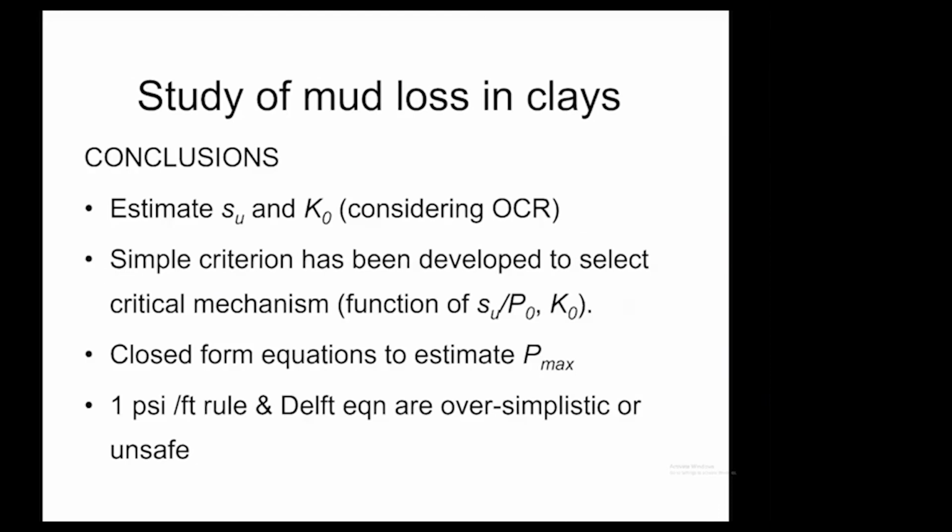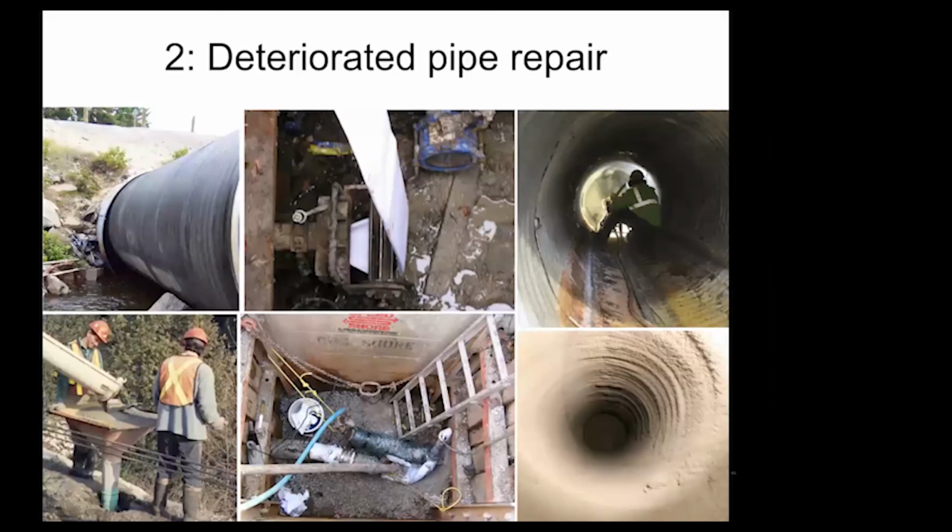So again, the conclusion is that there are some equations that consultants and contractors can use. We can determine what is the critical failure mechanism and use those equations to calculate maximum mud pressure. And we've seen that both the contractor 1 psi per foot rule and the Delft equation are oversimplistic or unsafe. So that ends the first part of my presentation.